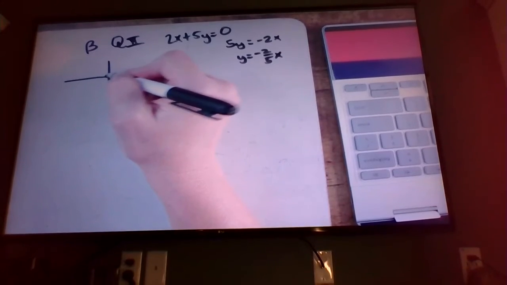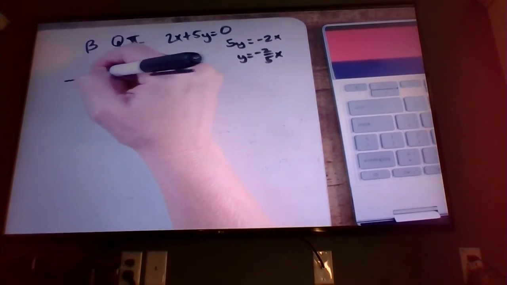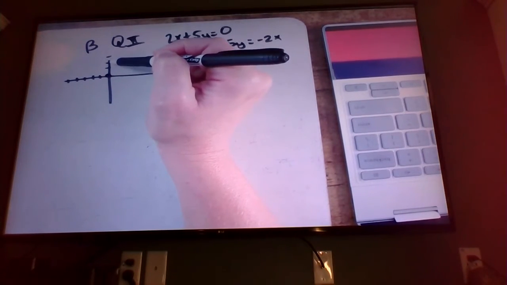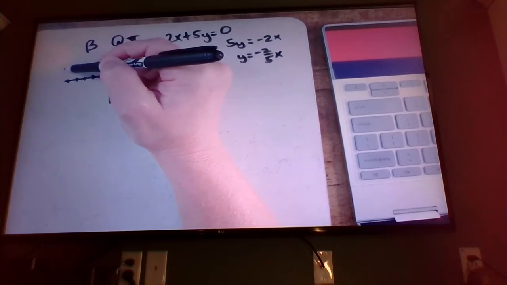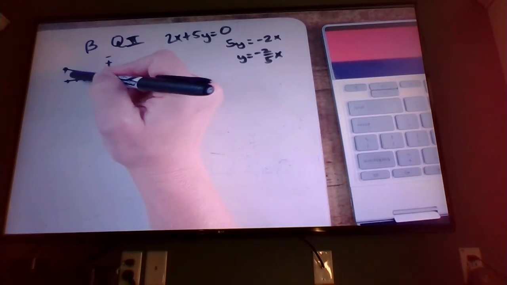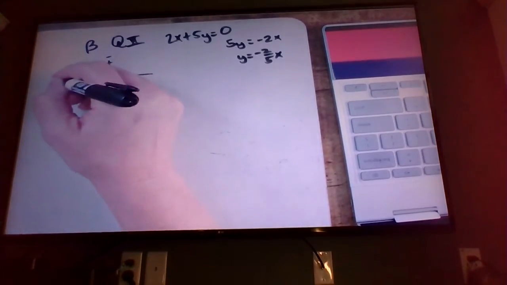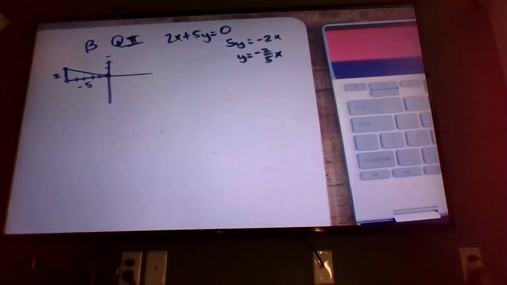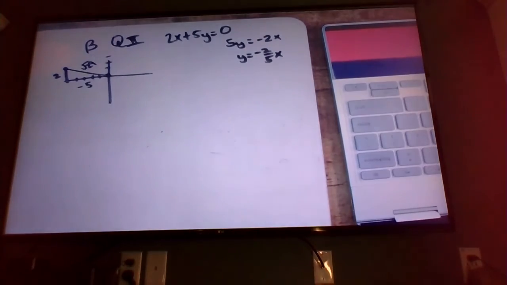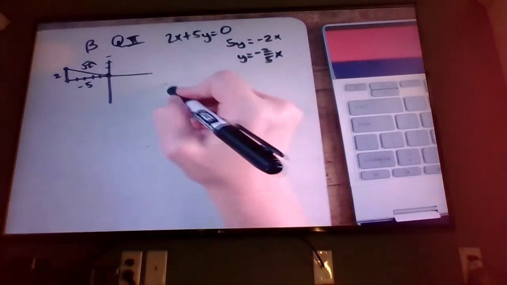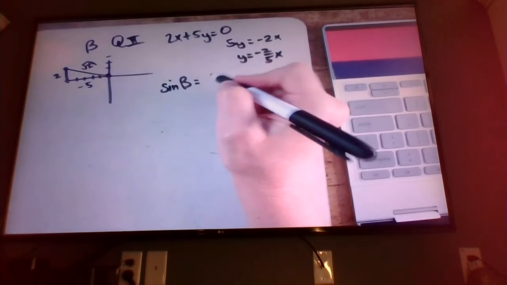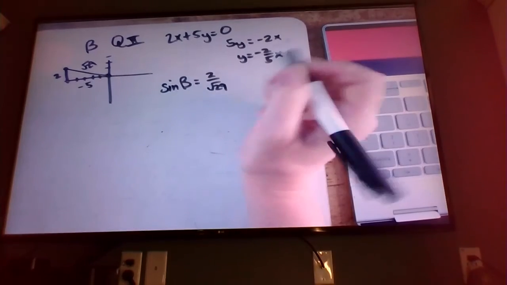If this is the line, that means 5y equals negative 2x, so y equals negative 2/5 x. I'm going to go up 2 and over negative 5, so that's the line that it passes through right there. There's my reference triangle. That's 2, that's negative 5. So 2 squared is 4, negative 5 squared is 25, so r is the square root of 29. So you can find your sine, your cosine, and your tangent. The sine of beta would be y over r, so that's 2 over the square root of 29.